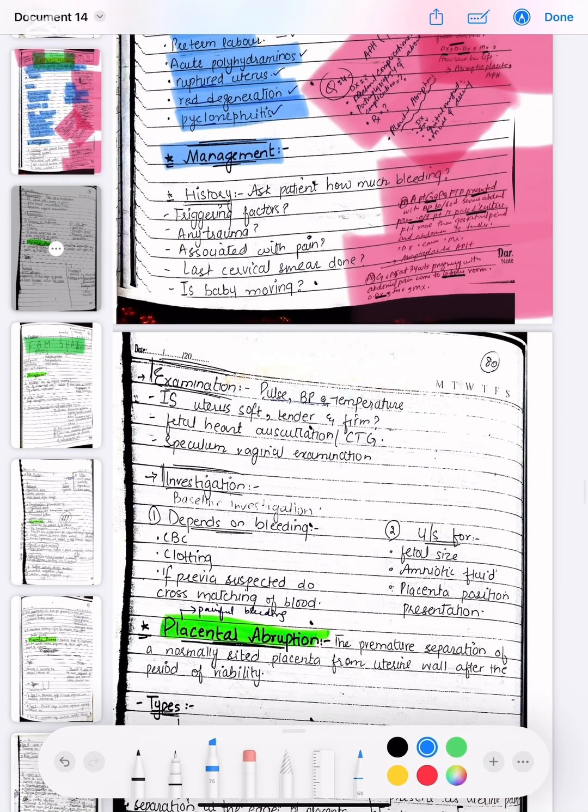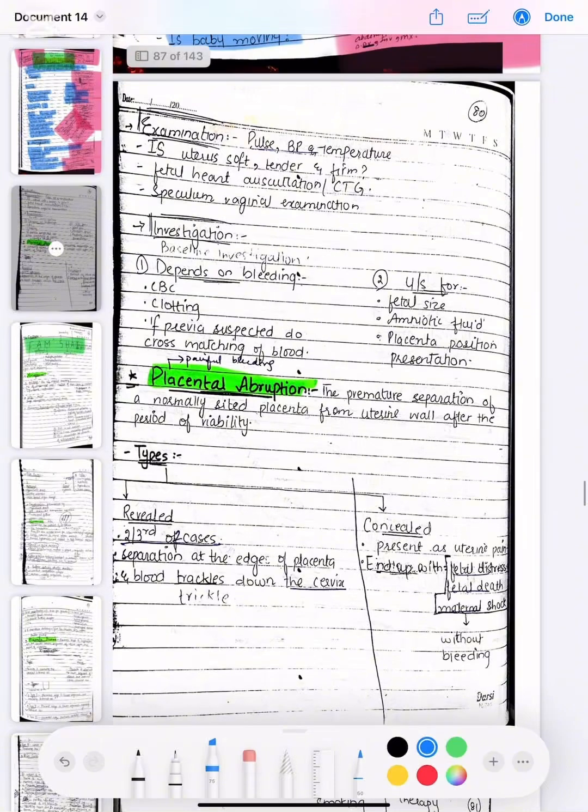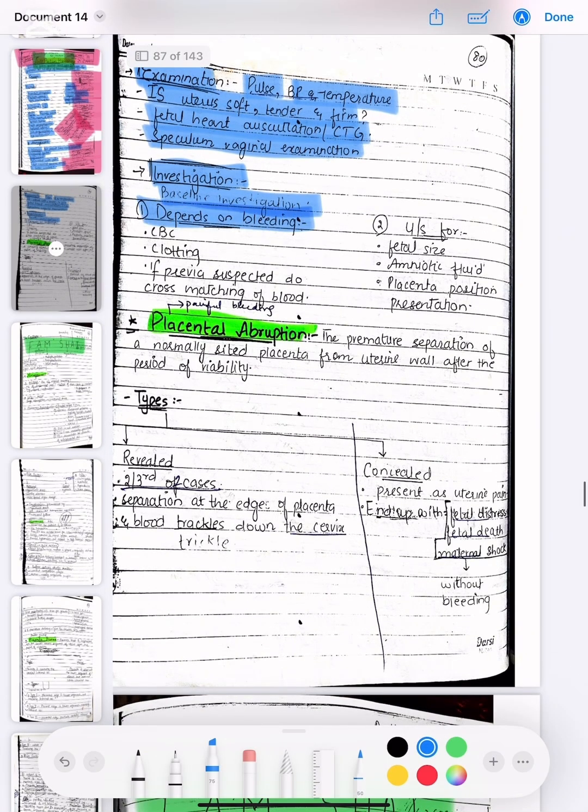The management options for APH are history taking, that is, ask the patient how much she is bleeding, what are the triggering factors, is there any trauma associated with pain, last cervical smear done, and is the baby moving or not. Then the examination, which is pulse, BP and temperature, is the uterus soft, tender or firm, fetal heart auscultation or CTG, and speculum vaginal examination. The investigation options are baseline investigations, which depend upon the bleeding, that is CBC, clotting, and if previa is suspected, then do cross matching of the blood. Ultrasound is done for fetal size, amniotic fluid, placenta position and presentation.